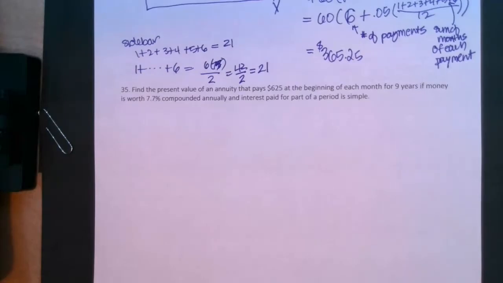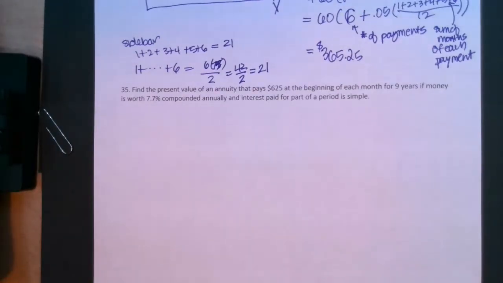Okay, so we're going to go ahead and start example 35. This one is a very similar problem, similar setup, but it's going to work a little bit differently. The idea here is we're trying to find the present value of an annuity. Present value means we're looking for the beginning value, so that's going to be A sub n. That pays $625 at the beginning of each month for 9 years if the money is worth 7.7%, compounded annually with interest paid for part of a period is simple.